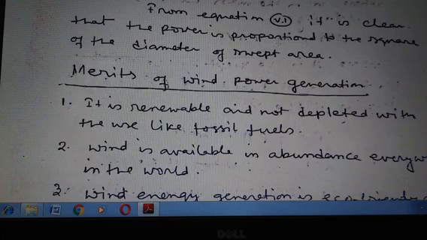That is equation number 5. From equation number 6, it is clear that the power is proportional to the square of the diameter of the swept area.